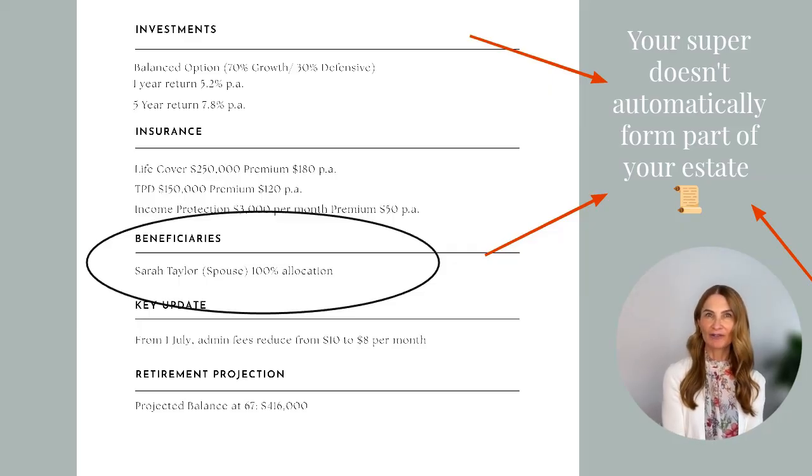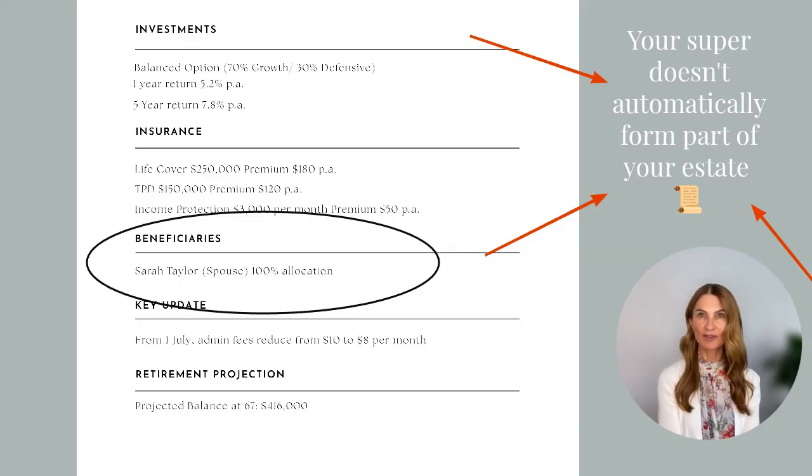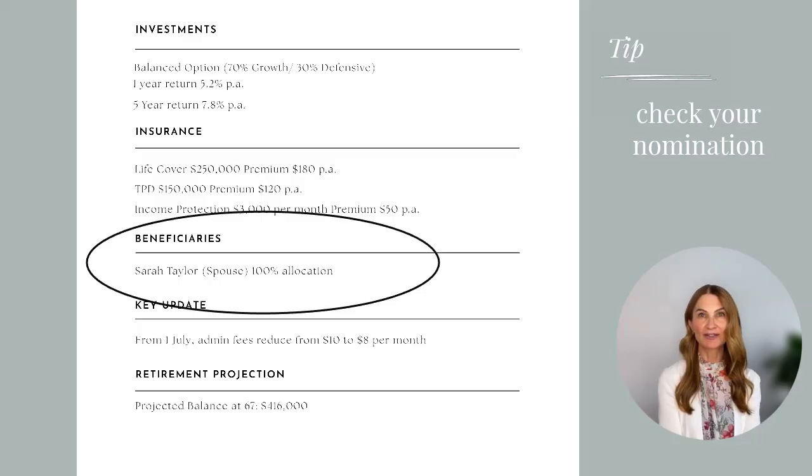Without a nomination, the trustee may distribute your balance to your dependents or to your legal personal representative, but you won't have control over who receives it. This can cause disputes and delays for your beneficiaries. Most Australian super funds usually offer 3 types of death benefit nominations.